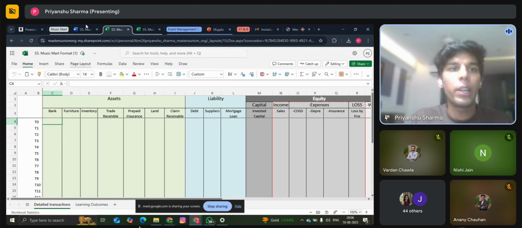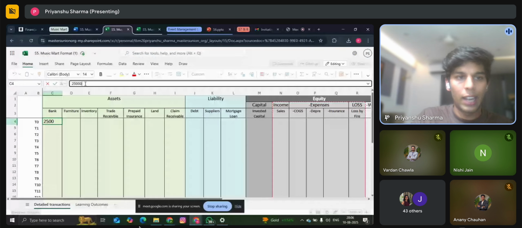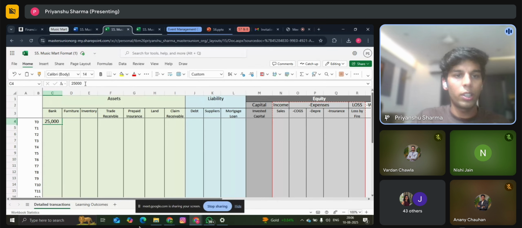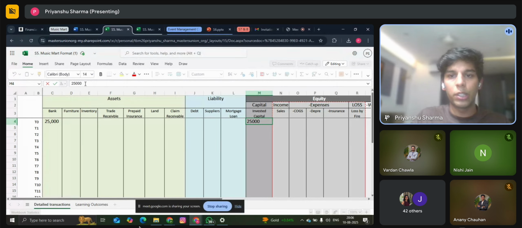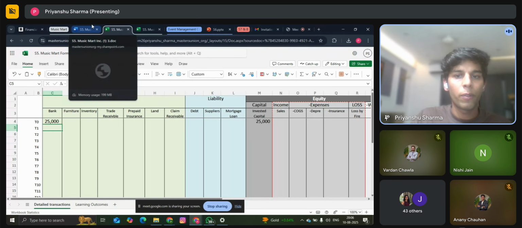So I'll be entering the first transaction. The founder has put in $25,000 into the business. So we'll be recording 25,000 in the bank side of assets. I hope all of that is clear to you, since cash and cash equivalents come inside the asset side. Also, everything that the founder puts into the business initially is recorded in the invested capital side of the business. That is the founder bringing in funds for the business. Is the first T0 clear to everyone, or do we have doubts here? We're cool. Cool.